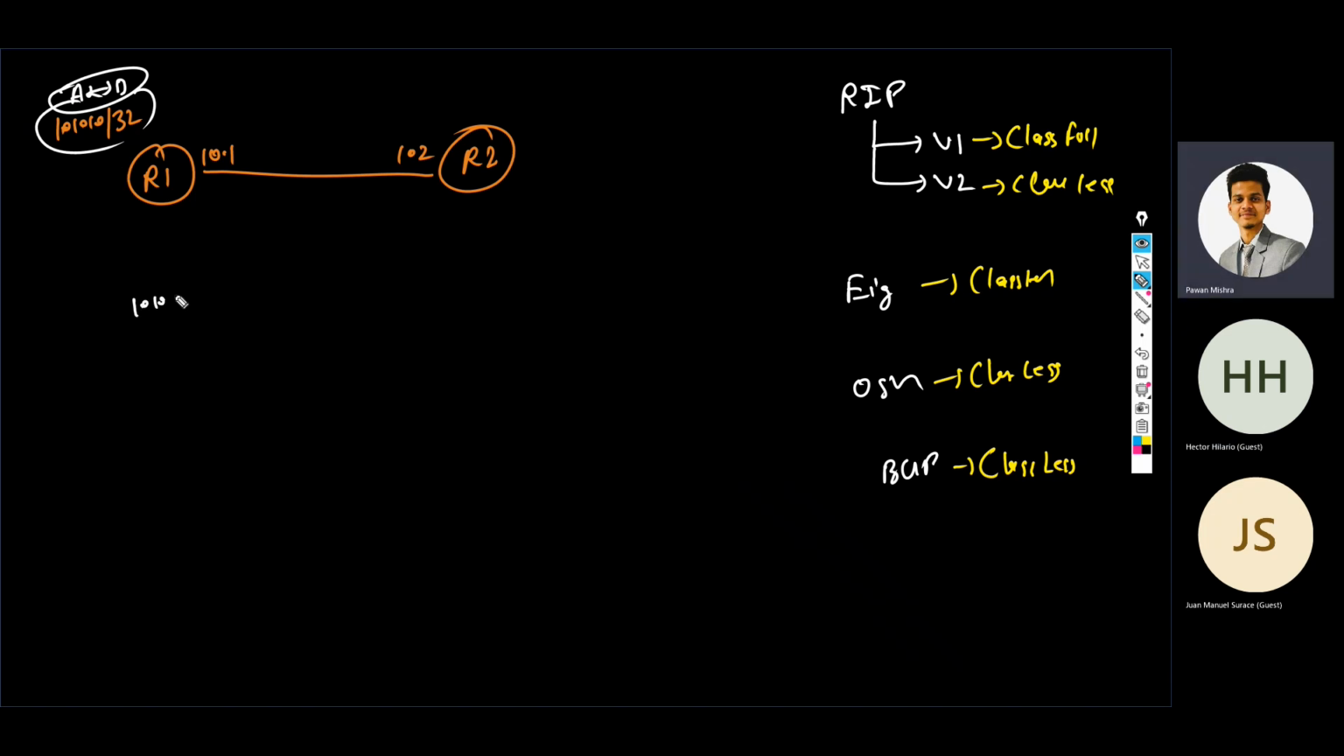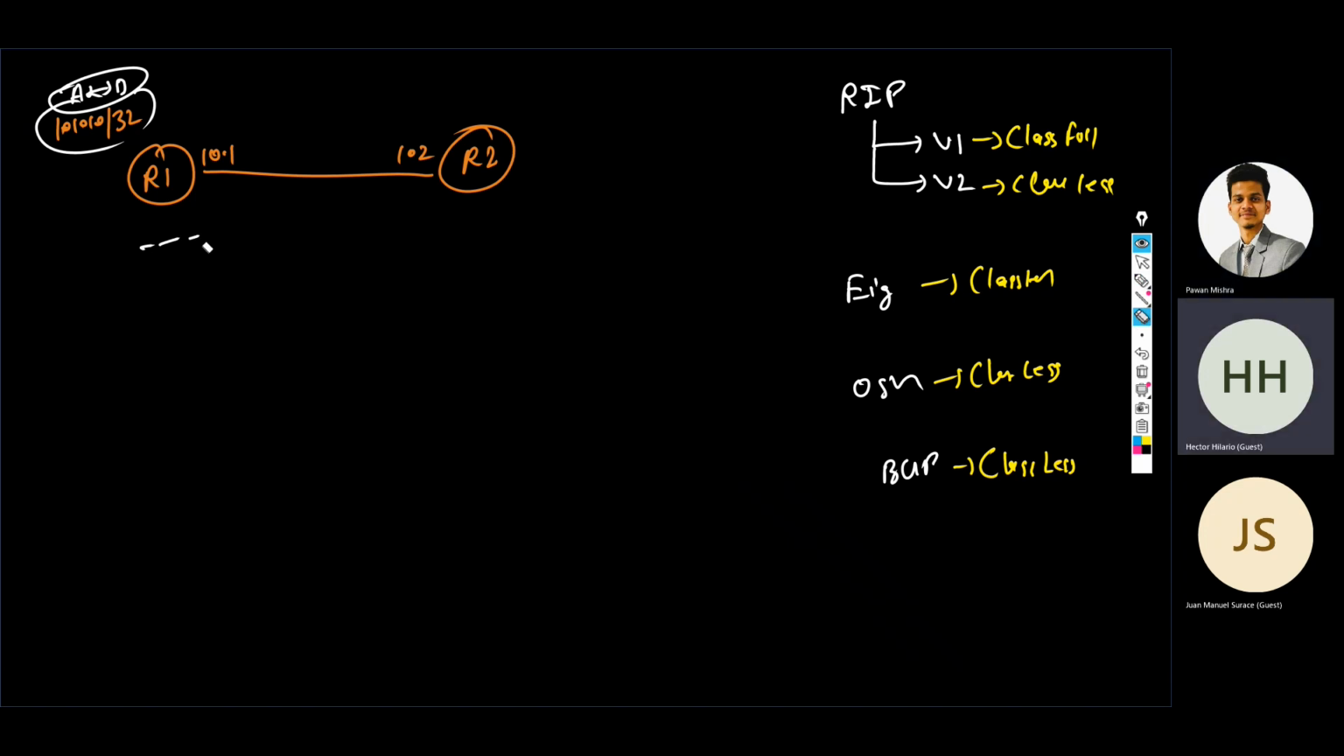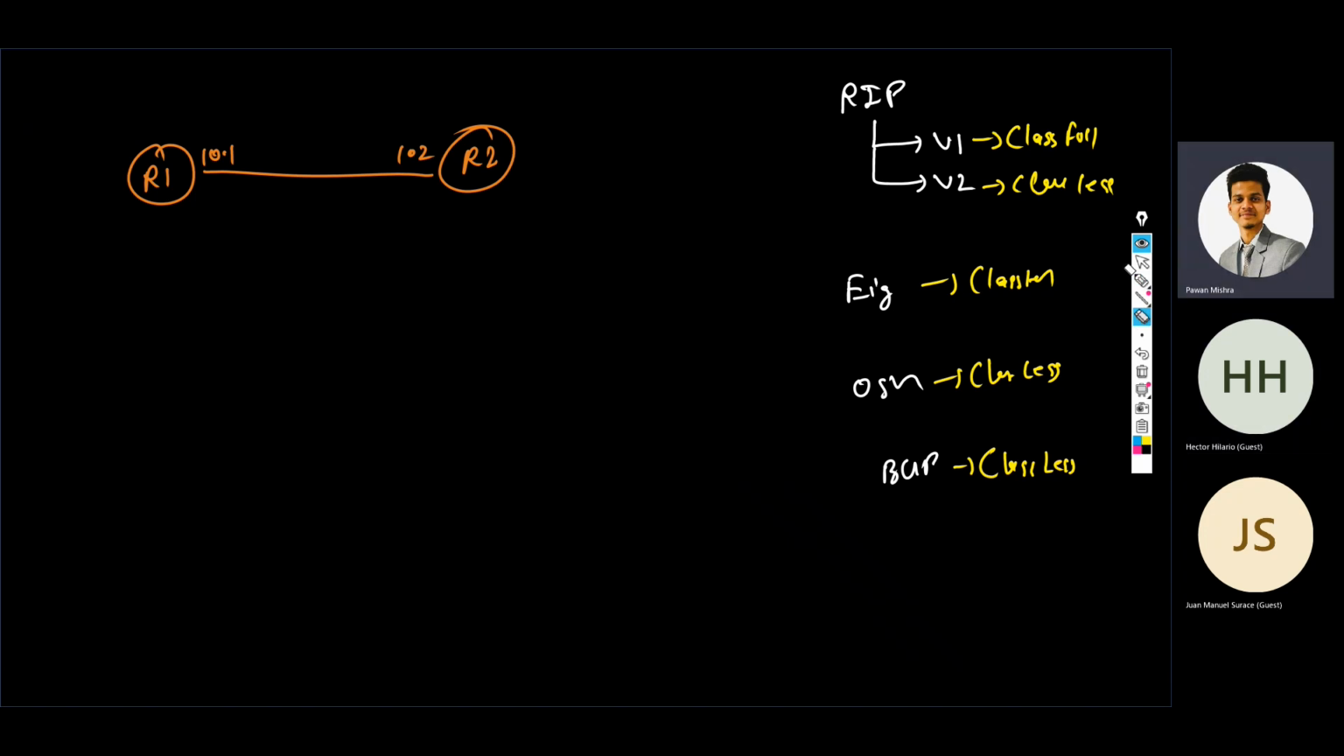If we have 1.1.1.1/8, this IP address belongs to class A, and the subnet mask also belongs to class A. If the IP and subnet mask are of the same class, this is a classful IP. According to this, if we have the IP address 1.1.1.1/32, it is a classless IP, because it doesn't belong to the same class.